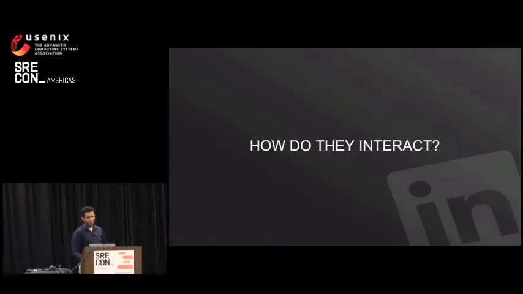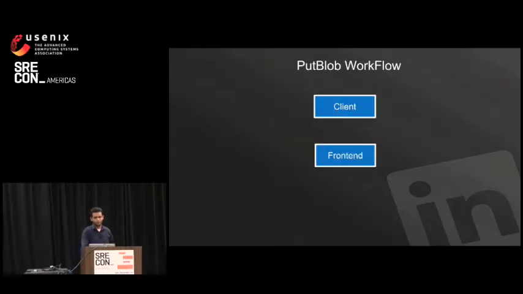Now let's take a look at how they interact with each other for the different queries that come along. So for a simple put workflow, the client sends a request to the front end. The front end chooses one partition based on the data in the cluster map. It generates a blob ID based on the partition number. The blob ID is an alphanumeric key, I'll show you a sample blob ID later on. It has the partition number and a unique random number for each blob.